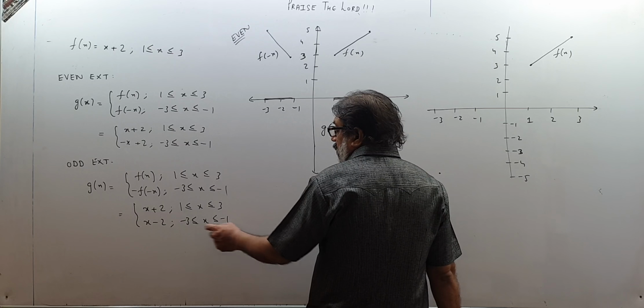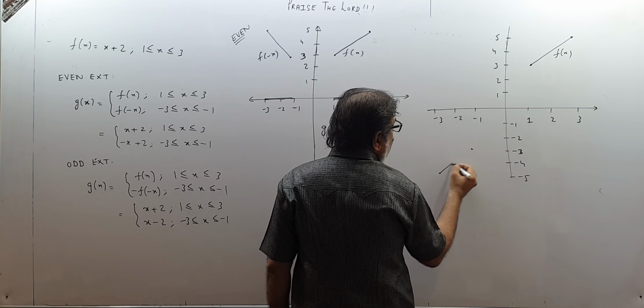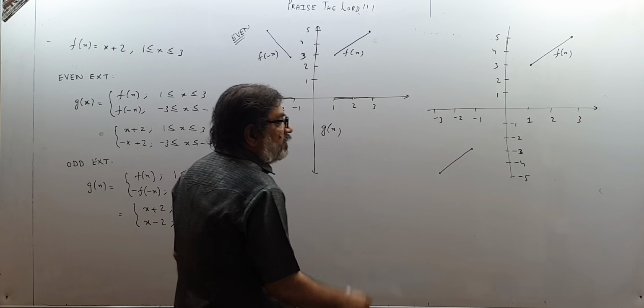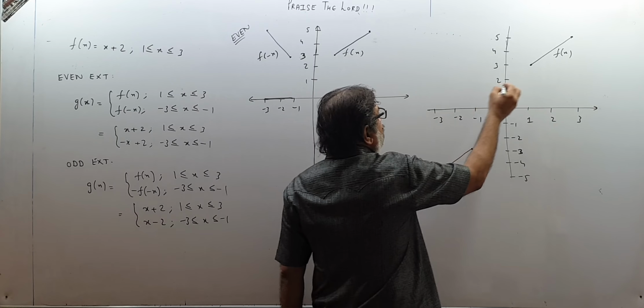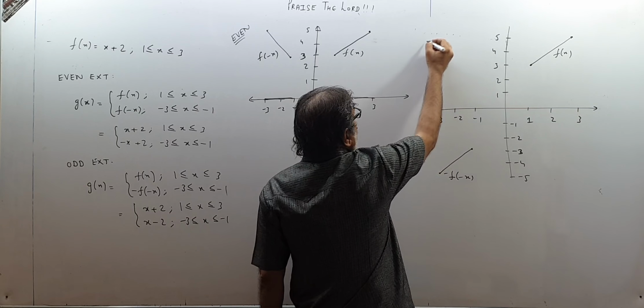When x will be minus 1, so minus 1, minus 2, minus 3. For minus 1 the answer will be minus 3. This will be the graph. So this is the graph of odd extension. This is f(x), and this is minus f of minus x. So this is odd extension.